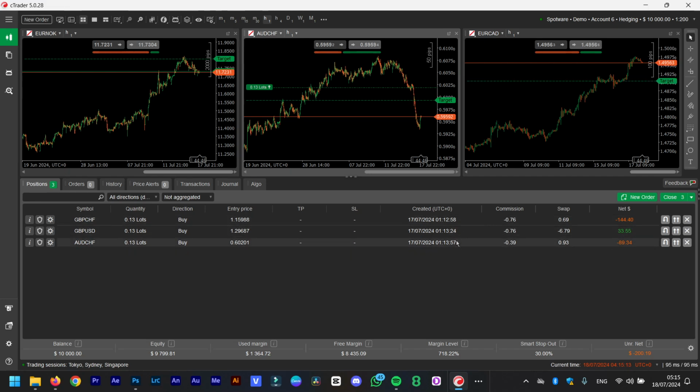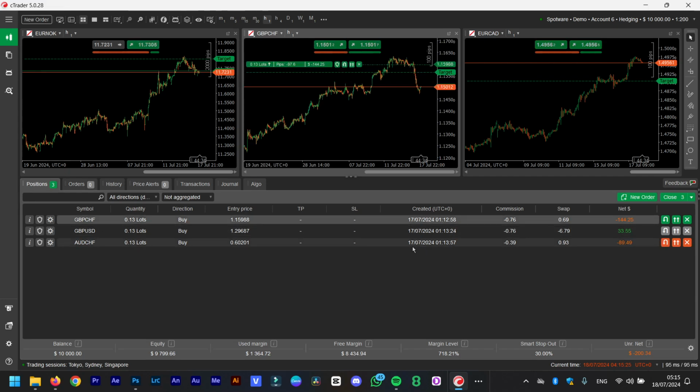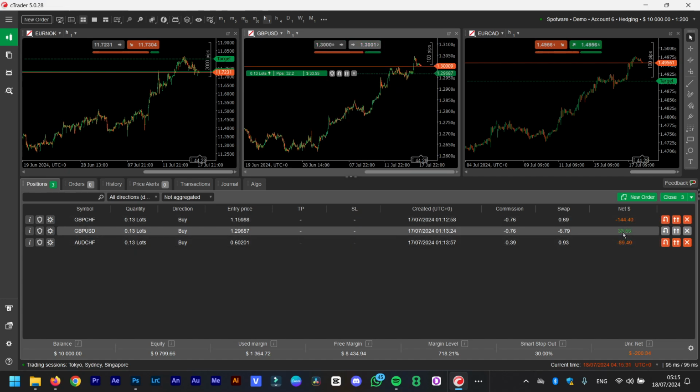So we have 3 trades. 2 of them are going negative, but there's no problem. It is what it is. The first one, which is GBP CHF, I'm buying it, so it's negative $144. GBP USD, $33 positive, and I'm paying a swap. Very, very, very expensive swap, by the way. Okay.